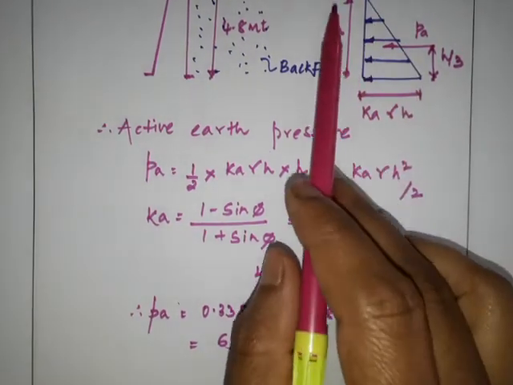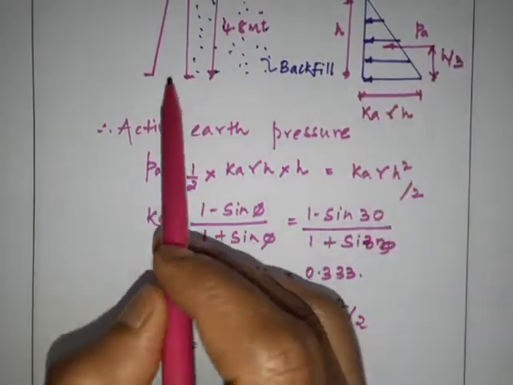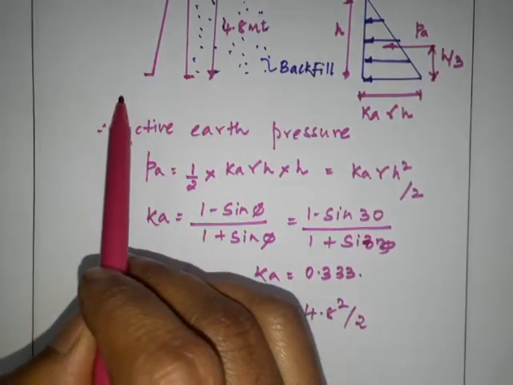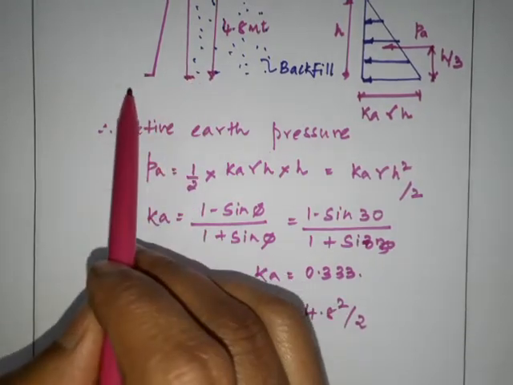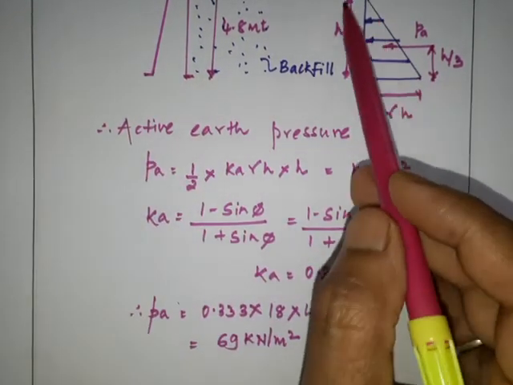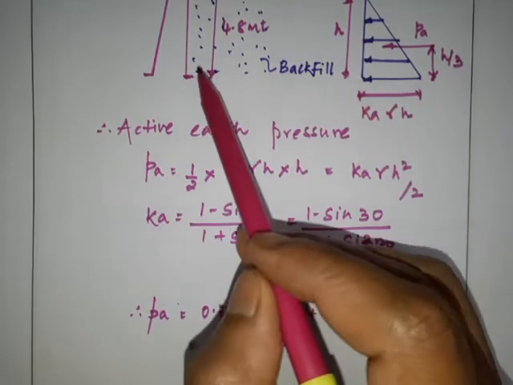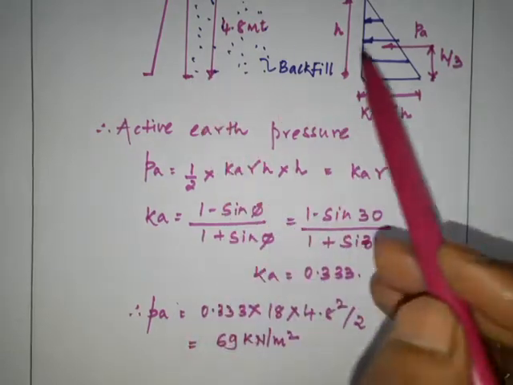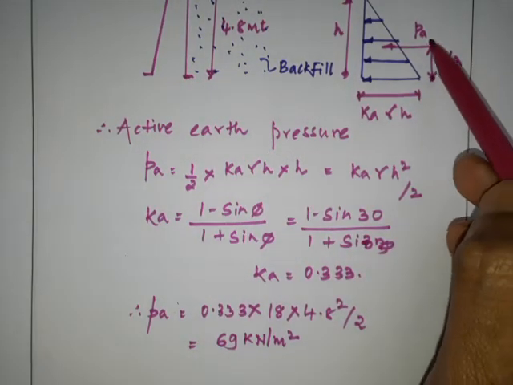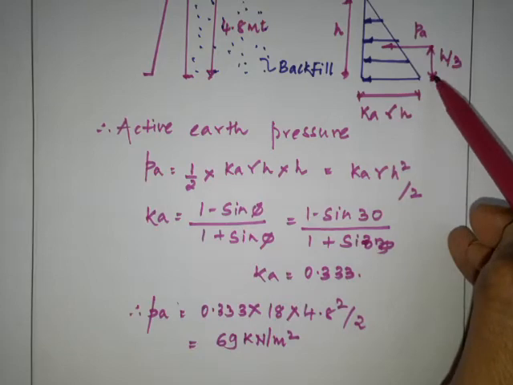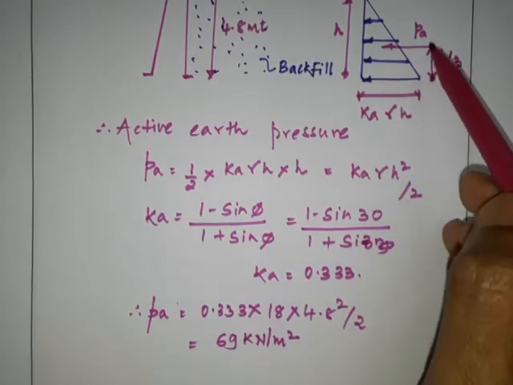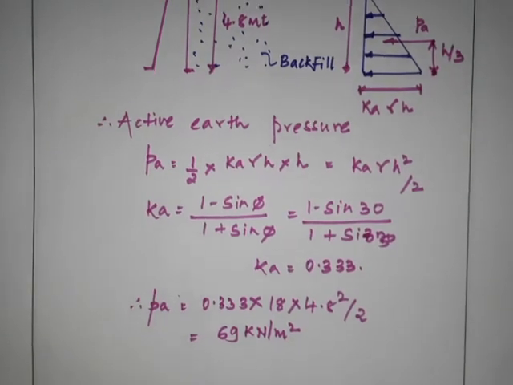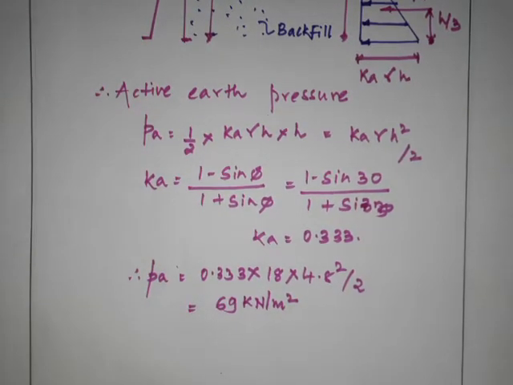If you want to find the bending moment at the base of the stem, because the pressure is maximum at the bottom of the stem, we will get the maximum bending moment at the bottom of the stem. From the bottom the force will act at a distance of h by 3. Force into distance, or force into lever arm, gives the bending moment. So ultimately we have to find the bending moment here. Correct?